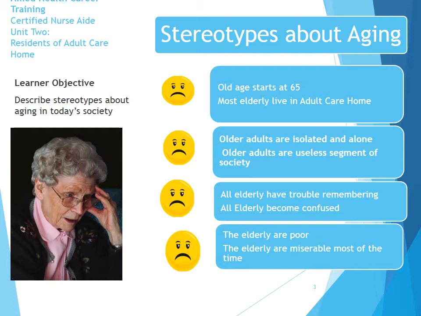So how about older people being useless segments of society? I really don't like this stereotype because I feel that there is a lot that we can gain from older people in general because of their knowledge and experience with different things, and we really shouldn't write off those older people as being useless at all. How about all elderly people have trouble remembering and become confused? How many of you that are not elderly have trouble remembering things and sometimes become confused of details? This does not mean that we're old people. It means that we're human. So kind of keep that in mind.